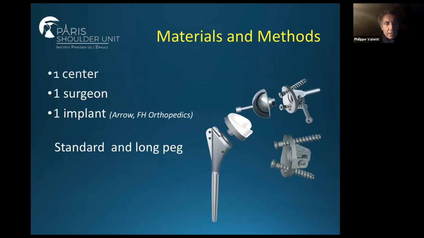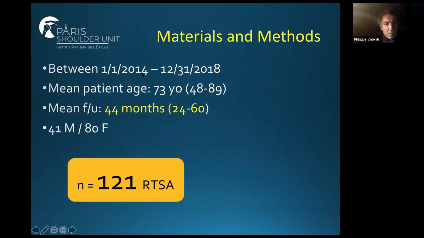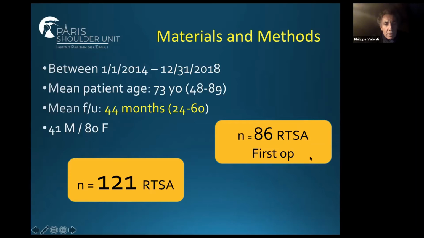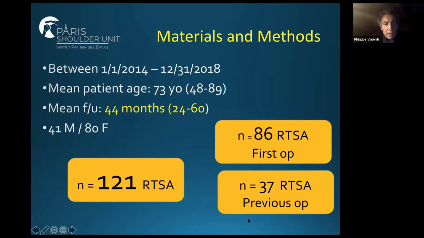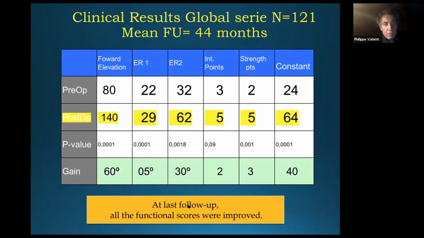This is between 14 and 18, mean age is 73 and 44 months. We have 86 cases of first operation, and the previous operation was cuff repair or tenotomy of the biceps or arthroplasty. Regarding the result, you see that we can obtain 130 degrees of forward elevation, good external rotation, and the Constant score is around 64.